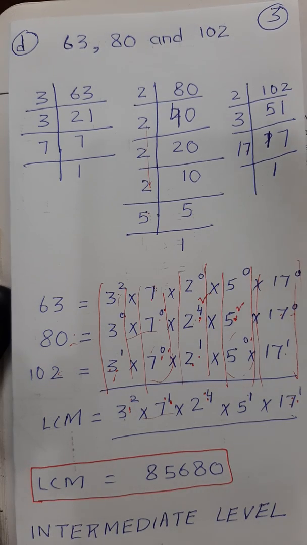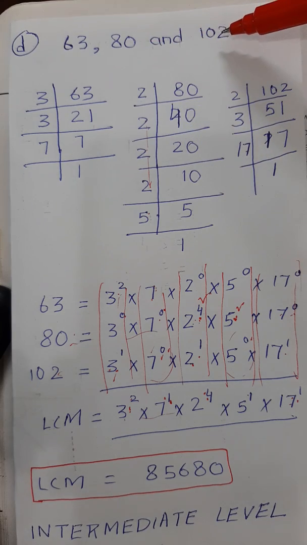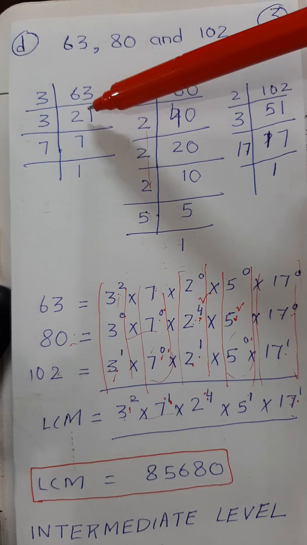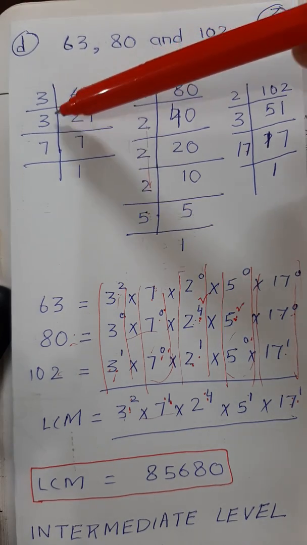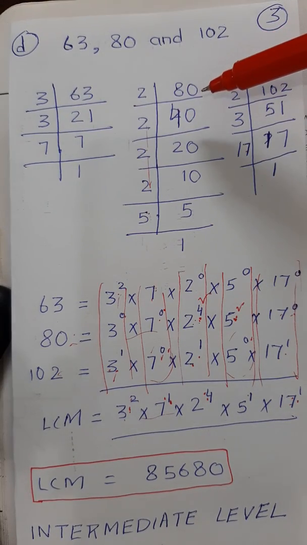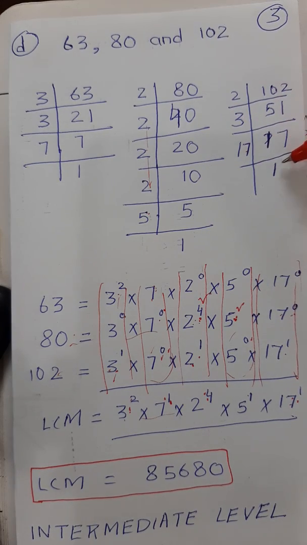In the last part of question number 2, exercise 1B, D1, 7th edition, we have to find LCM of 63, 80 and 102. So first the prime factorization of 63 is 3 times 21, 3 times 3 times 7. Similarly, do prime factorization of 80 as well as of 102.